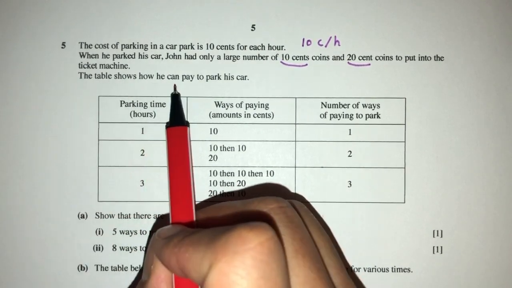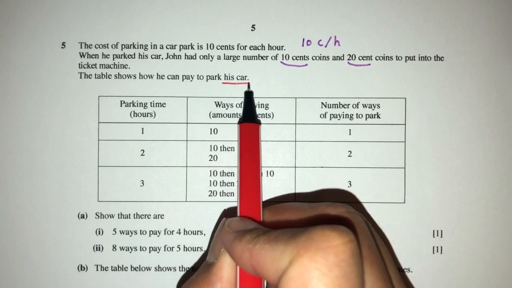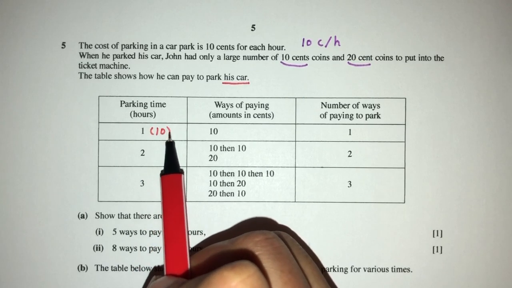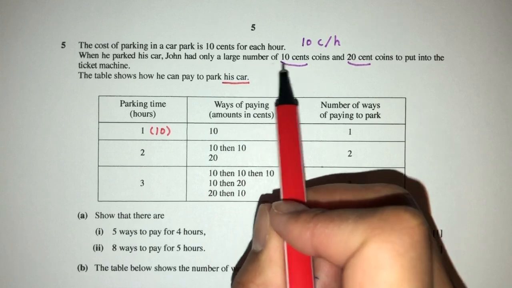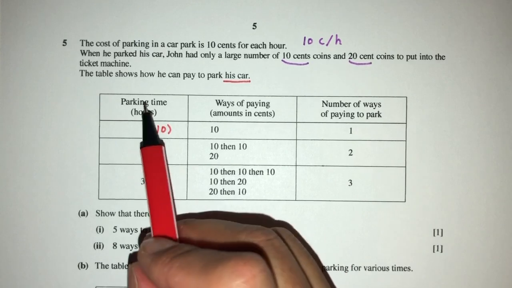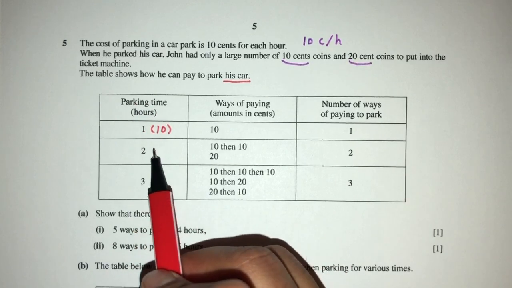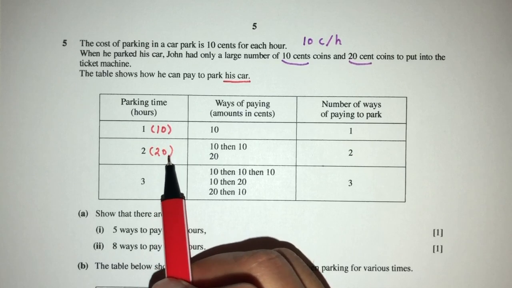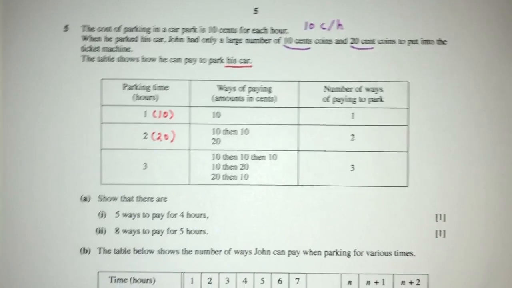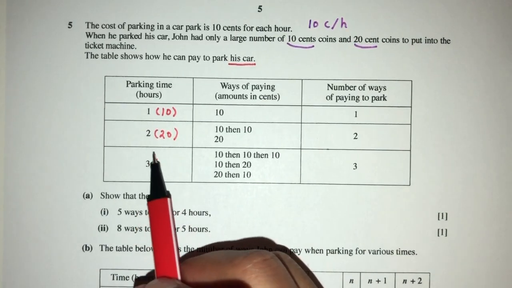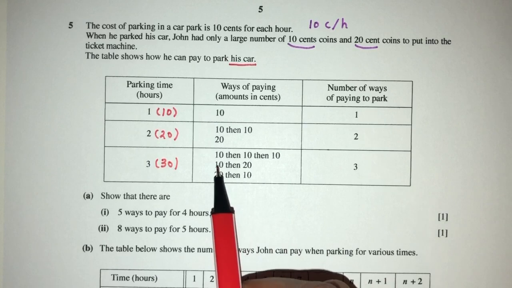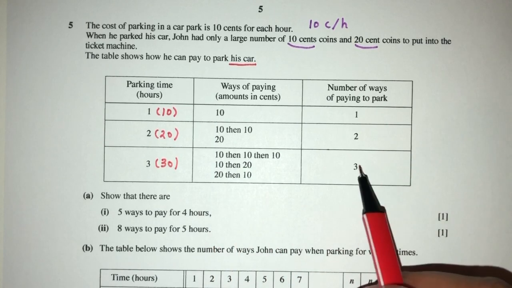The table shows how he can pay to park his car. For example, if he parks his car for 1 hour, which means he will have to pay 10 cents, he will pay directly with 1 coin of 10 cents. That will be one way of paying. Makes sense, right? Now, if he were to park his car for 2 hours, which means he has to pay 20 cents, he can either pay 10 and then 10, or he can pay 20, so 2 ways of paying. Now if he parks his car for 3 hours, which means he has to pay 30 cents, he will have this way of paying: 10, 20 or 20, 10, which will be 3 ways of paying in total.